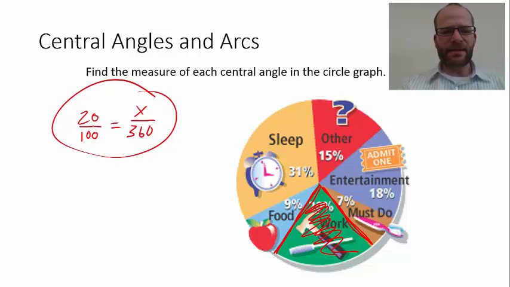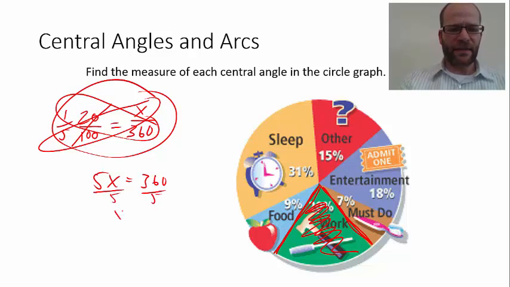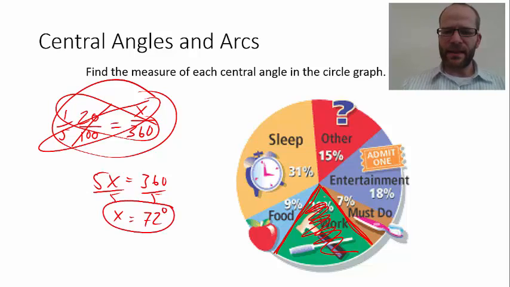It may be easier to reduce this fraction on the left down to 1/5. May make this a little bit easier to do. And so we end up with 5 times x equals 360. Divide by 5, divide by 5. X equals 72 degrees. So this angle here is 72 degrees. And we could do exactly the same process to find any of these other central angles.